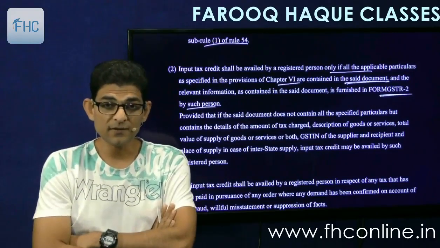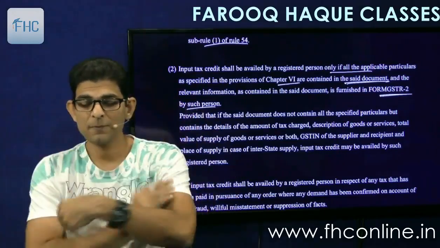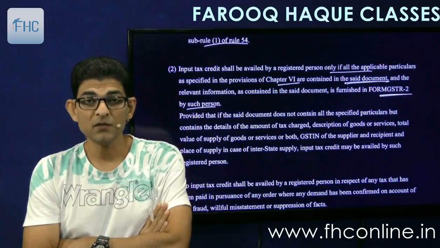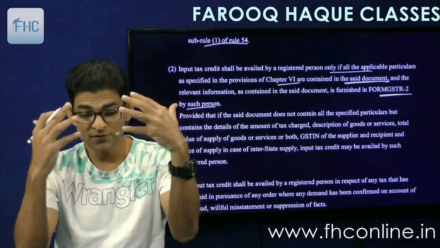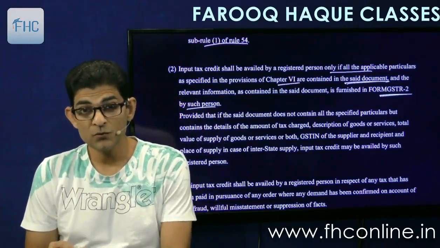This you will understand again in a few lectures from now, called the matching concept. The supplier files GSTR 1 and the recipient files GSTR 2, so the two should match. So matching concept is there. Once they are matched, then you are getting the credit.